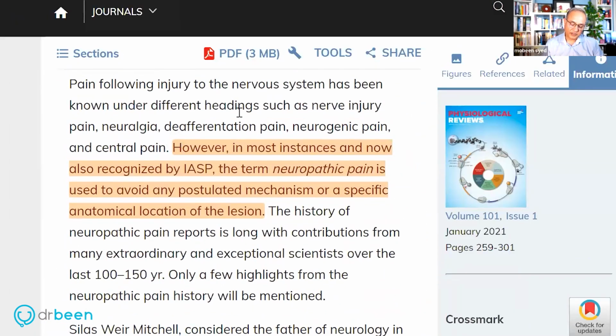Pain following injury to the nervous system has been known under different headings such as nerve injury pain, neuralgia, deafferentation pain, neurogenic pain, and central pain. We're talking hundreds of years ago. So during this time, various names have been given. However, in most instances, and now also recognized by IASP, the International Association for the Study of Pain, the term neuropathic pain is used to avoid any postulated mechanism or a specific anatomical location of the lesion. So nowadays, when we say neuropathic pain, we try to avoid the lesion's area or a specific tissue.